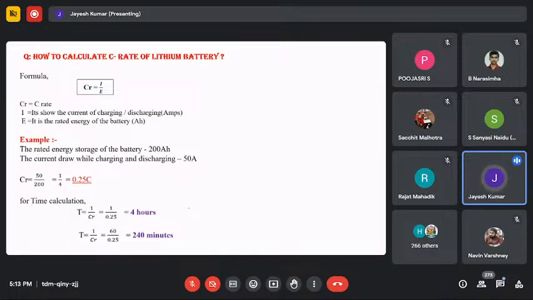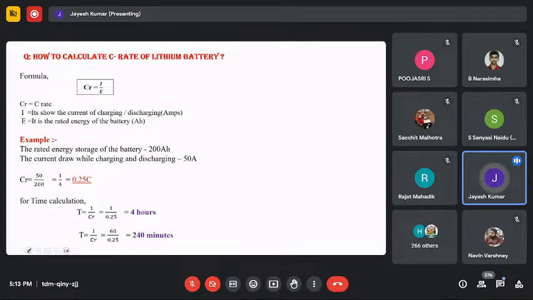So I start with the calculation part of the lithium-ion battery. This is checked by one formula. In the formula, you can see that CR is equal to I by E, where CR denotes the C rate, I denotes the current, and the discharging rate should be in ampere, and E is the rated energy of the battery, meaning the battery capacity. It should always be in ampere hour, not milliampere hour, so we always have to convert milliampere hour into ampere hour.